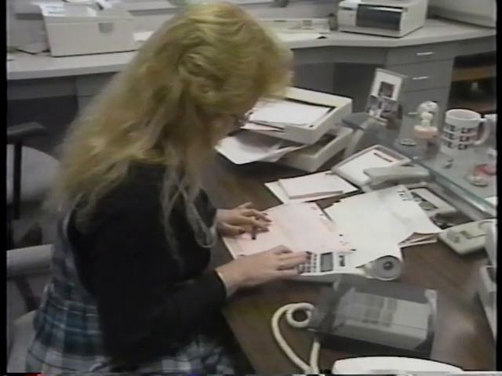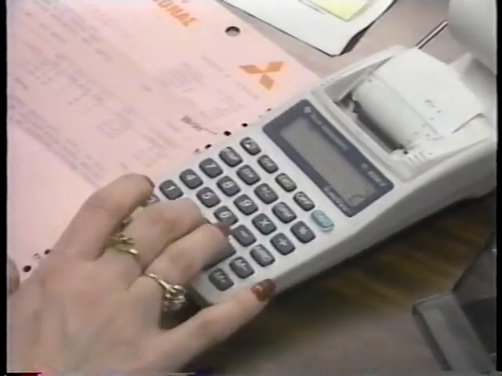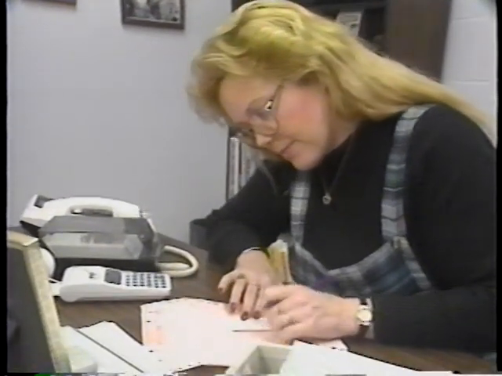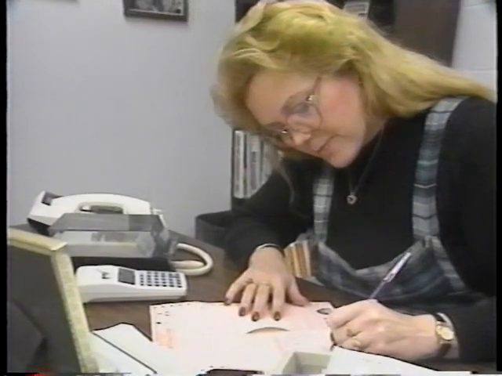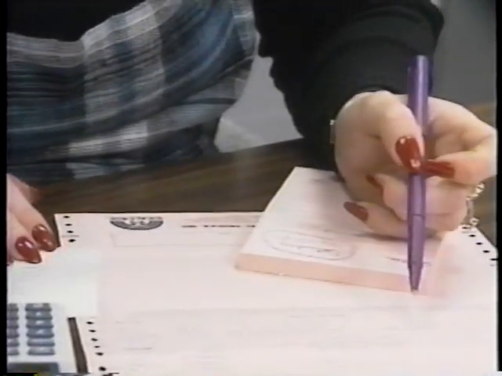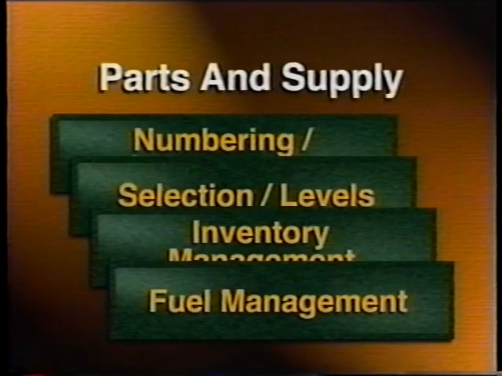The cost of parts is assigned to the appropriate job and piece of equipment by entering the cost on the work order. The usual practice is to establish an average price for each part. The average pricing method combines the unit cost of new parts coming into inventory with the cost of parts already on hand. Another key component is fuel management.